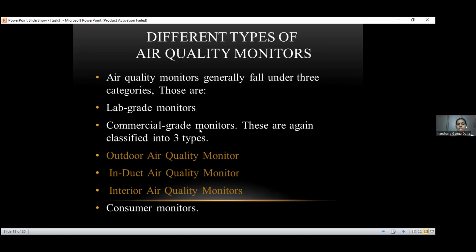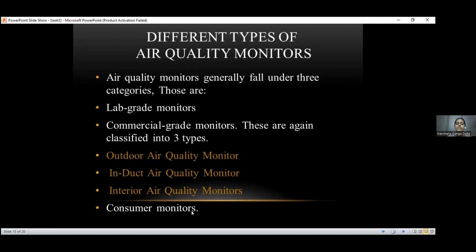And coming to commercial grade monitors, these can be used anywhere. For example, a normal person who needs to measure the air in a domestic area can also use a commercial grade monitor, because these monitors are very low cost. Also, the size is compact so that any person can use it, and they are portable. They are classified into three types again: outdoor air quality monitor, indoor air quality monitor, and interior air quality monitor. So these three types are categorized under commercial grade monitors.